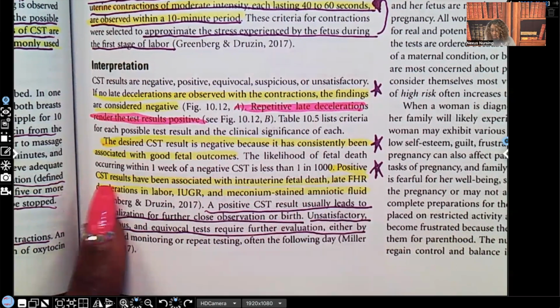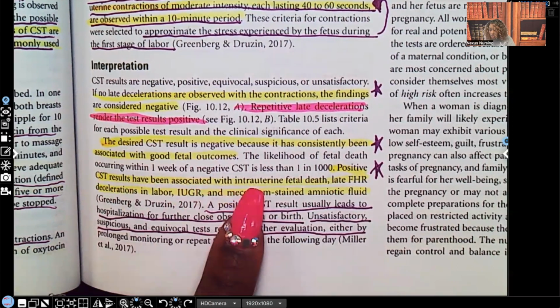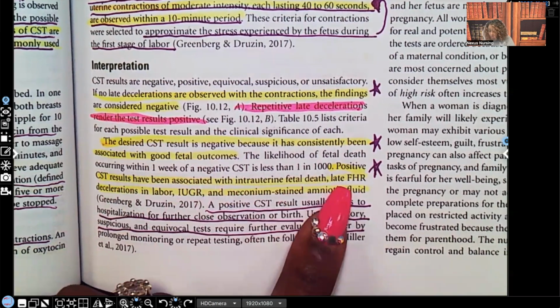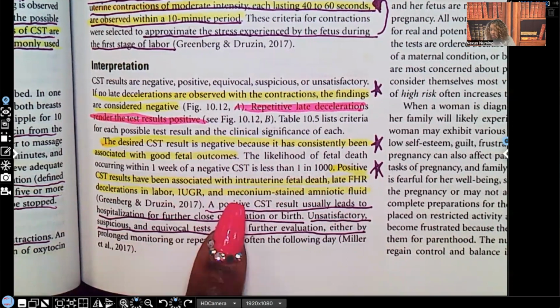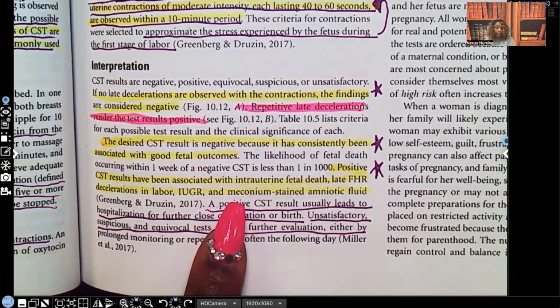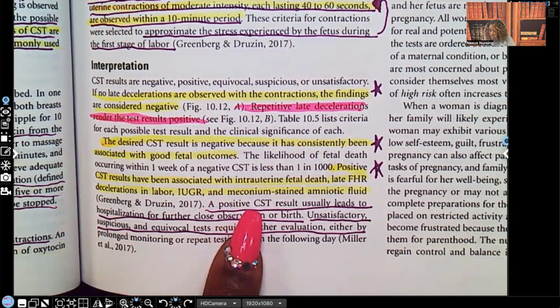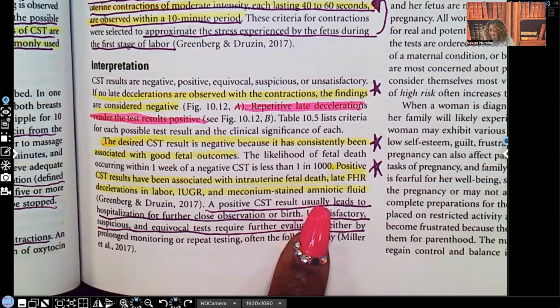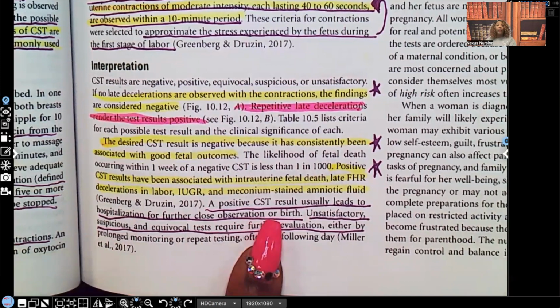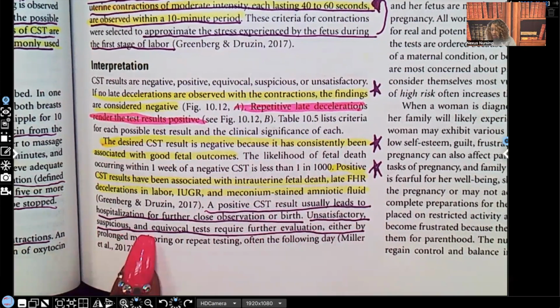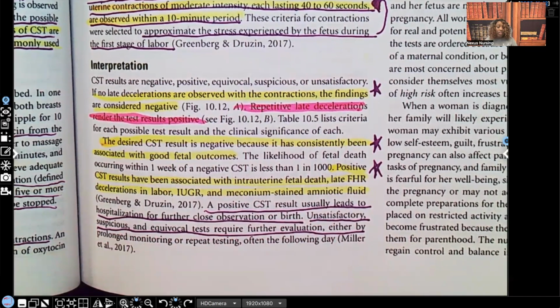Positive contraction stress test results have been associated with intrauterine fetal death, late fetal heart decelerations in labor, intrauterine growth retardation, and meconium-stained amniotic fluid. Bad. Put a sad face next to that. A positive contraction stress test result usually leads to hospitalization for further close observation or birth. Again, when it comes to the contraction stress test, we want a negative result, not a positive result. Unsatisfactory, suspicious, and equivocal tests require further evaluation. We've got to see what's going on.